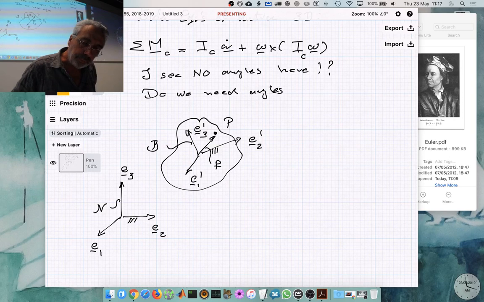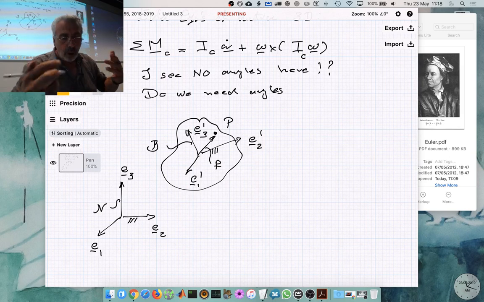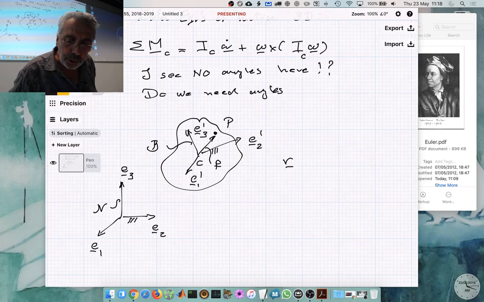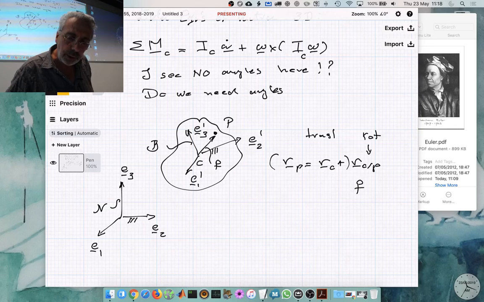Now I'm not interested in translation. On purpose I drew the figure apart from here, but I'm only interested in the change in orientation. Officially, if this is point C of the center of mass, you should say, well, the position of point P is the position of C plus the position of P with respect to C. Now, I find the whole translation not interesting. So this is the translation, and I only want to look at the rotational part. And that is this vector, which I now just indicate by p.